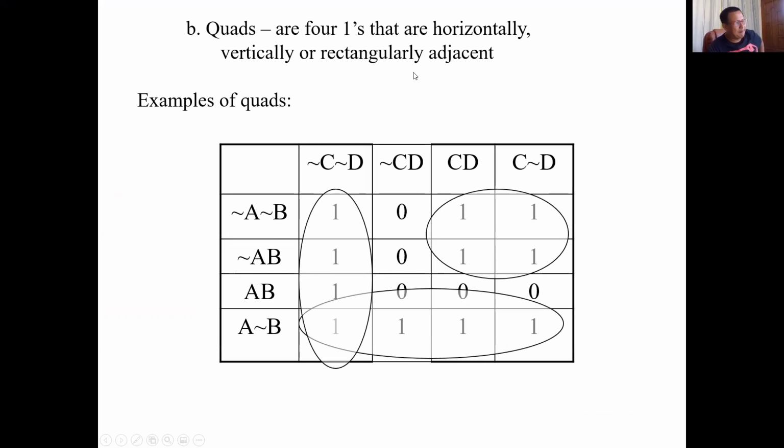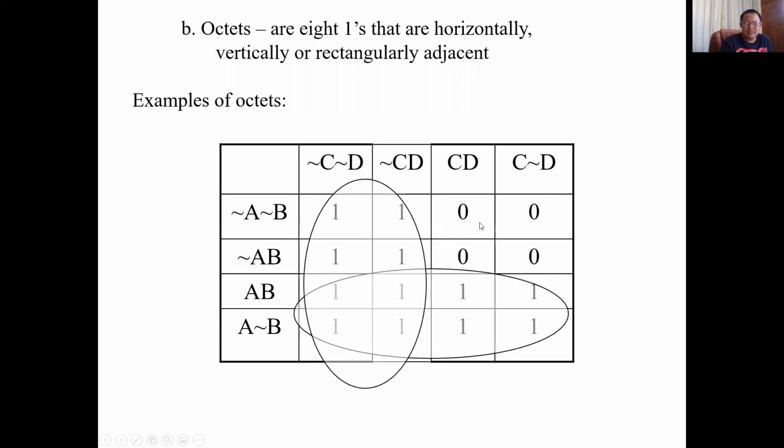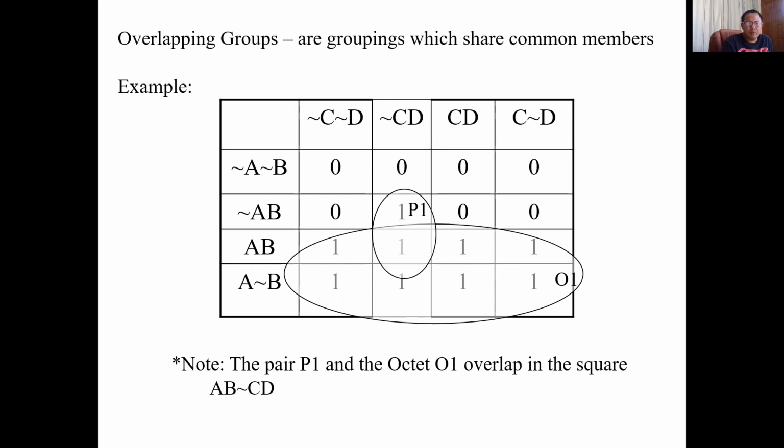Okay, the next is quads. A quad can be vertical, 4 ones, or horizontal, and they can be square, like this. Square is allowed. Okay, quads. And then octets. Octets are groups of 8s. They can be horizontal and vertical. Can we have a square octet? No, we can't have a square octet. In problems, only quads. Now we can overlap groups like this. In this group we have octet 1, O1, and we have P1. This is valid. We have a pair here and we have an octet here.